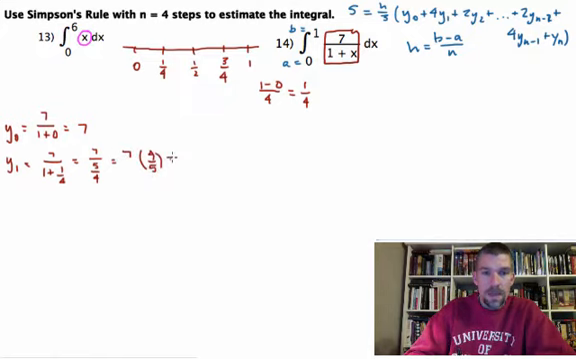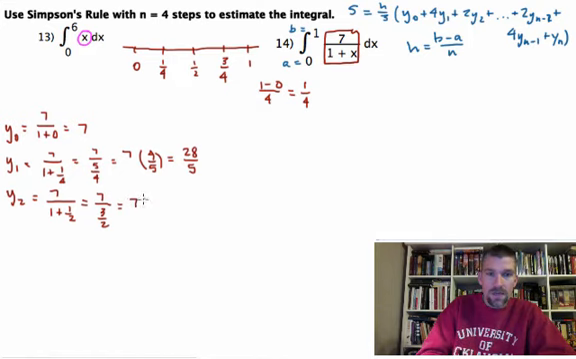Now, this one, y2, is 7 over 1 plus a half. Remember, 1 is 2 over 2. So this is really 7 over 3 over 2. But when you divide by a fraction, you multiply by the reciprocal. So this is actually 7 times 2 over 3, and that's going to end up being 14/3.